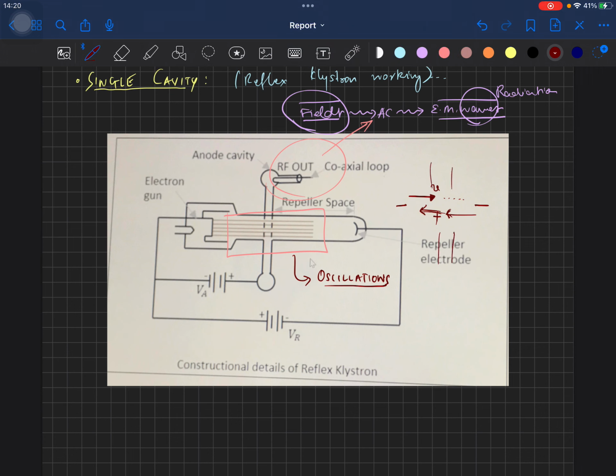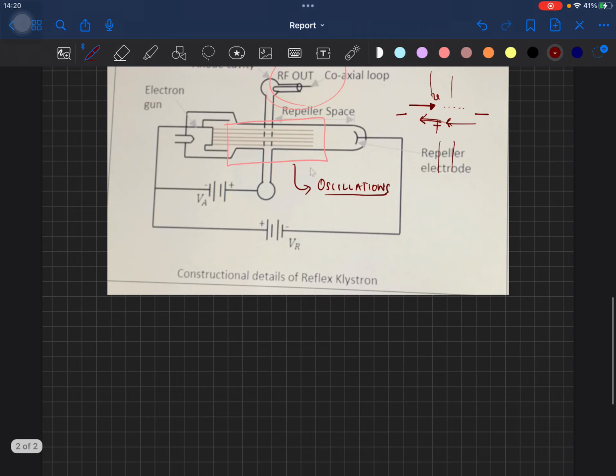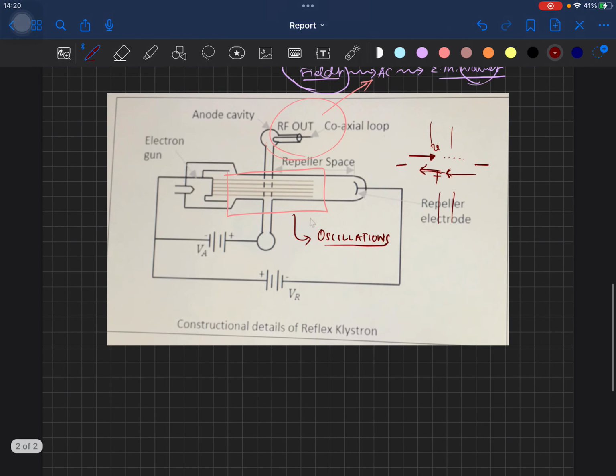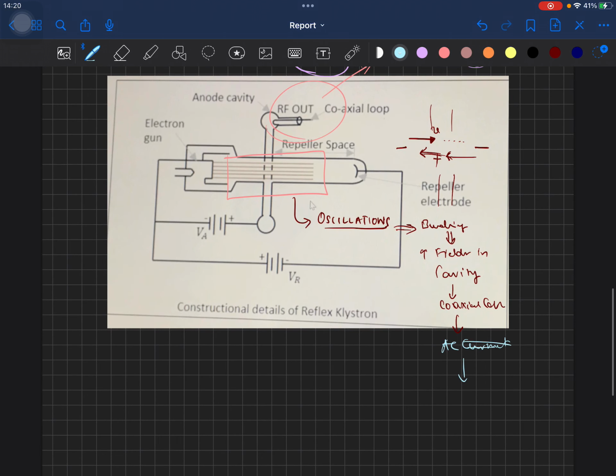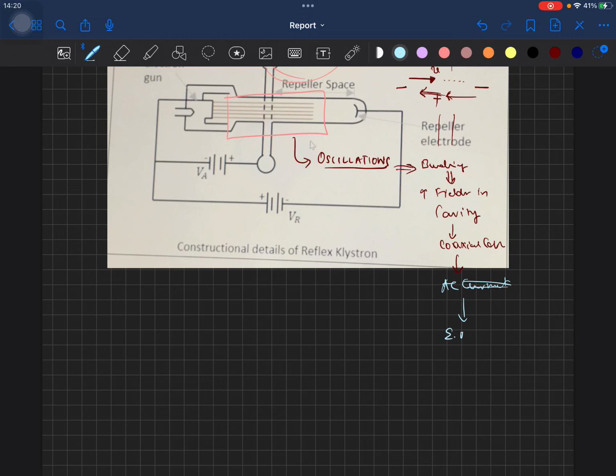So yeah, this is the oscillation. This setup produces an oscillation of electrons. This leads to bunching. This leads to fields in cavity, high fields in cavity. This is fed to a coaxial cable. This will give you AC current, alternating current. This gives you the EM radiation that you want.